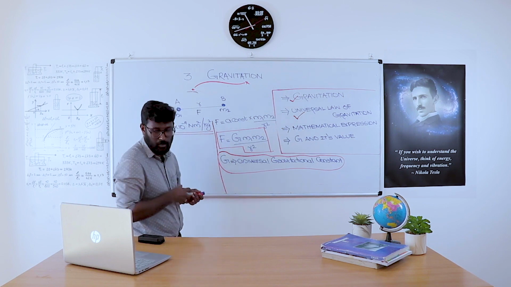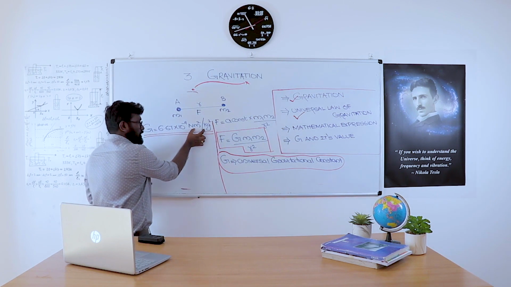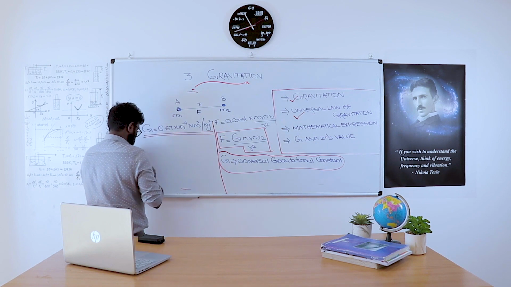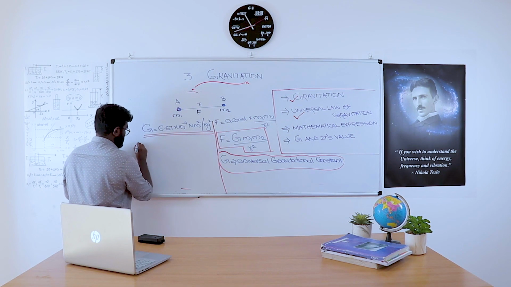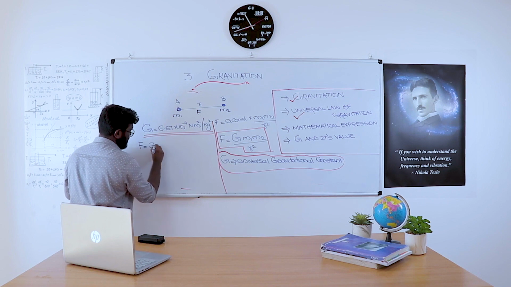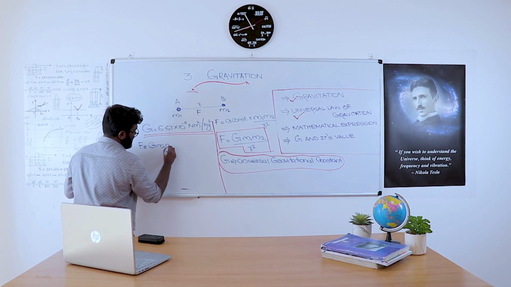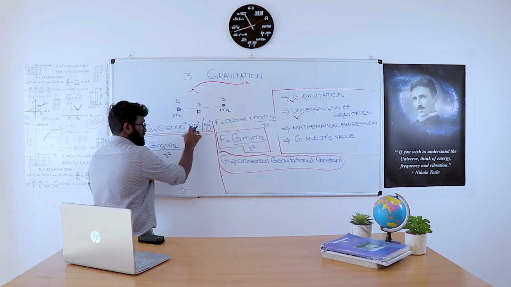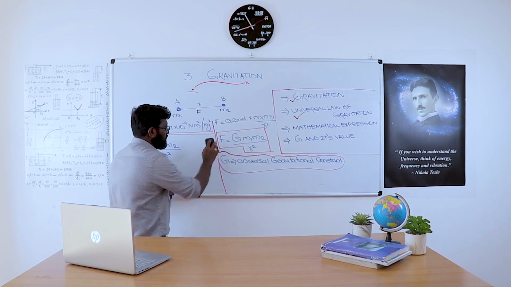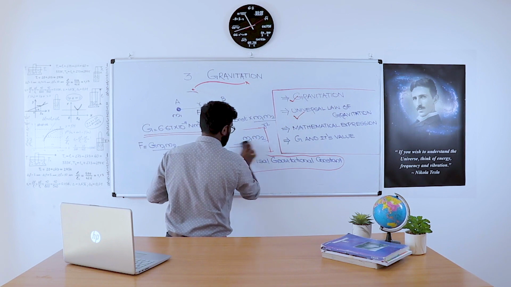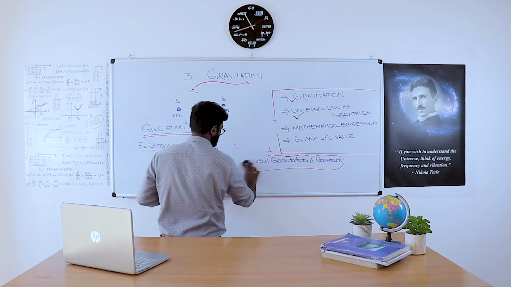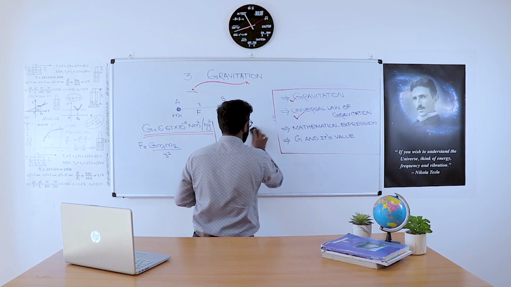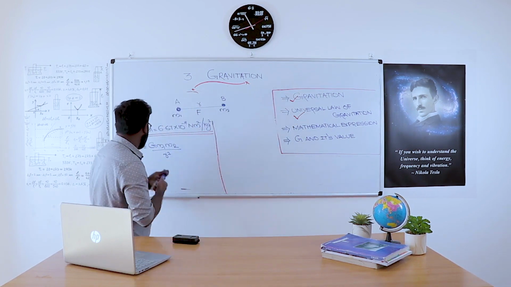How do these units come? To find out the unit of G, there will be an equation. F is equal to G m1 m2 by r square. So how do these units come? We want to find out.